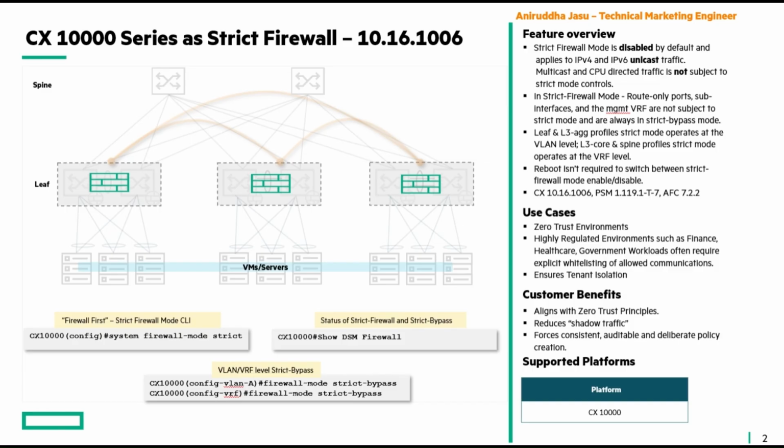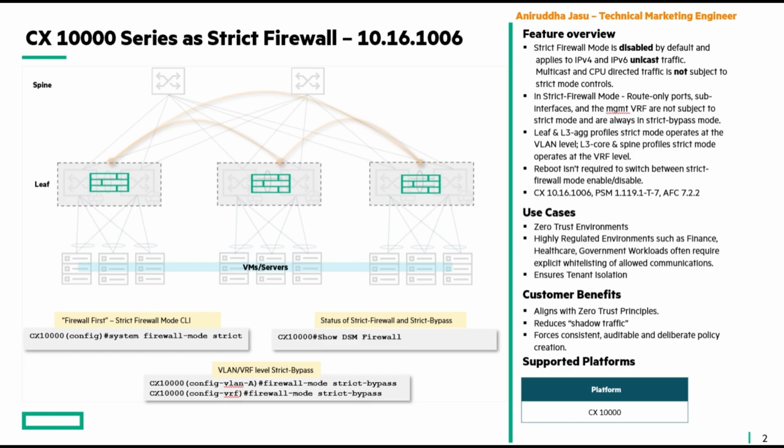Highly regulated environments such as finance, healthcare, government workloads often require explicit whitelisting of allowed communication, and this can play well there and ensures tenant isolation. Although you can do leaking and all that today, this makes sure that there are no such loopholes because everything is denied unless you bypass it, unless you redirect it to the DPU. So it's in your control, is what we are trying to say.